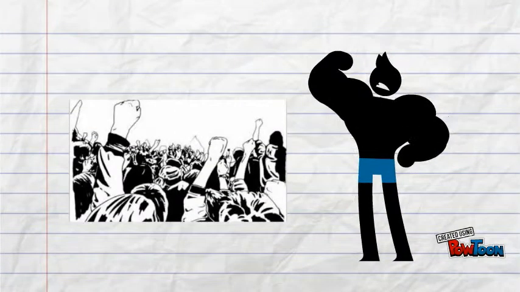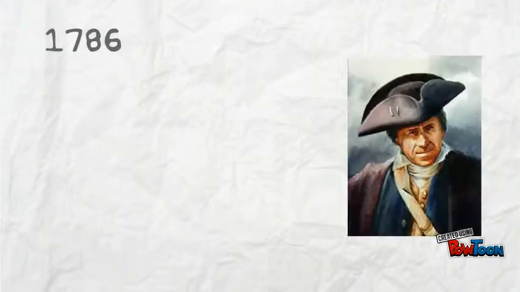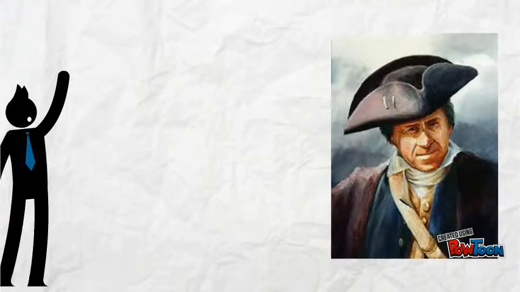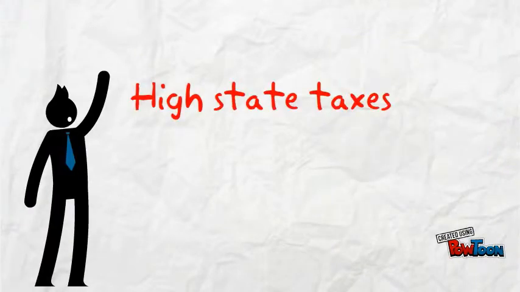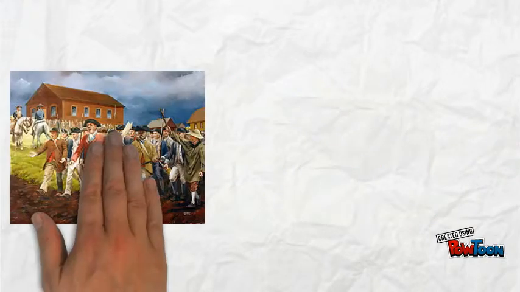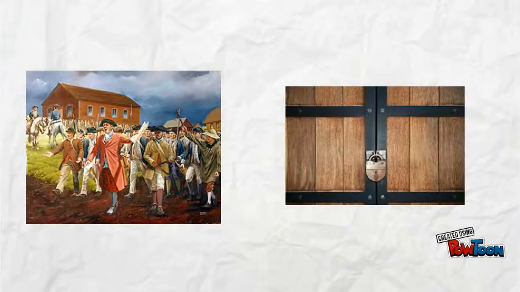The Founding Fathers were able to create a weak central government, though they quickly ran into problems. In 1786, Captain Daniel Shays, a Massachusetts farmer and war veteran, led a rebellion against high state taxes, imprisonment for debt, and lack of paper money. The rebels were able to stop the tax collections and close the debtors' court.